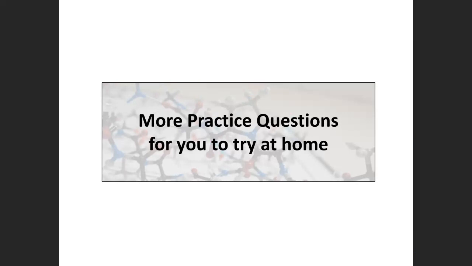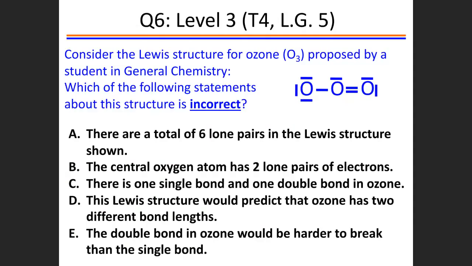You will see some more examples here. Consider the Lewis structure for ozone, O3. This is called ozone. This is not the oxygen molecule. This is the ozone that environmental people consider; if our air has too much ozone, that's not good for us. Consider the Lewis structure for ozone proposed by a student in general chemistry. Which of the following statements about the structure is incorrect?